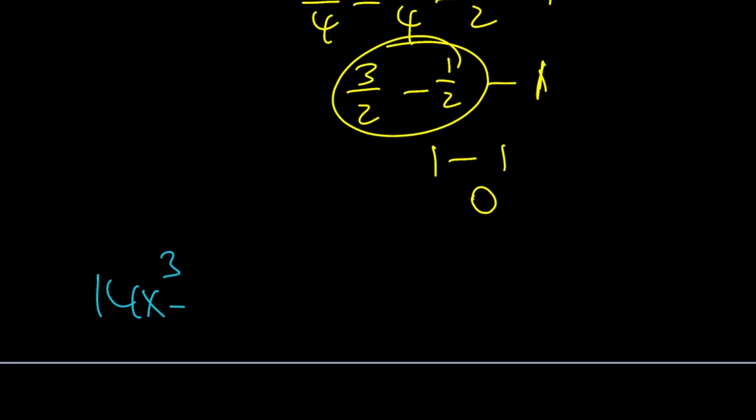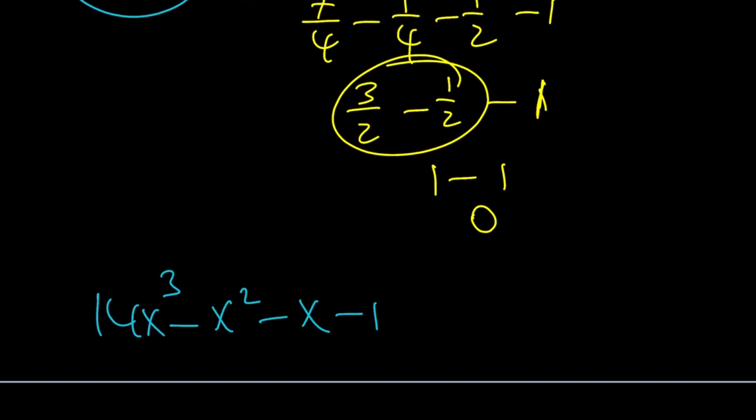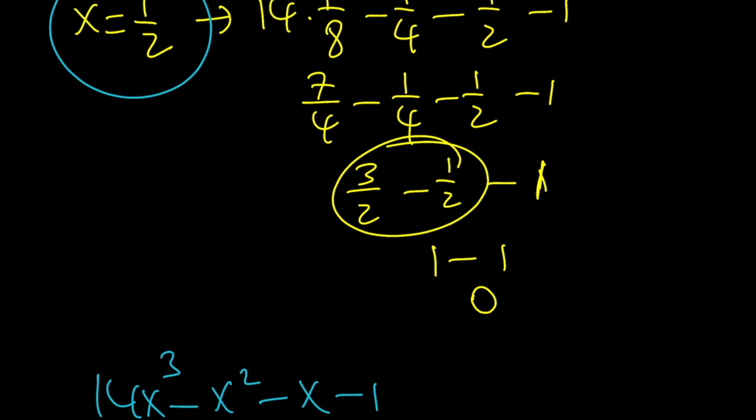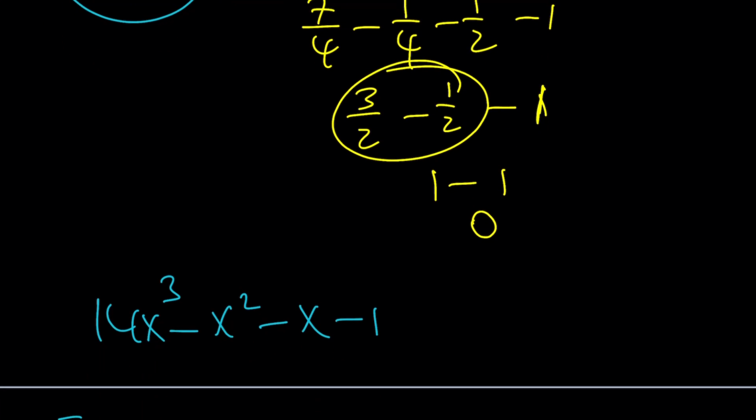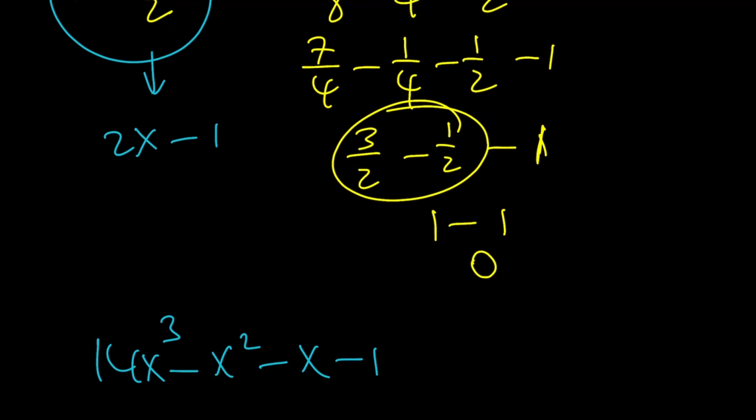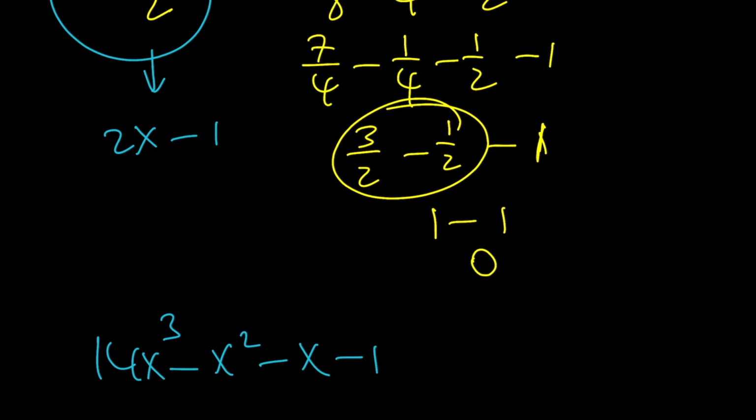We can do polynomial long division or synthetic division, whatever you want to do. Or you can basically manipulate this expression to get x equals 1/2. In other words, the factor theorem tells us that 2x minus 1 is going to be a factor. So here's what you can do. You can start with 14x cubed, and to get 2x minus 1, you have to notice one thing here. These coefficients are in the 2-to-1 ratio, and there's a minus sign between them. So we have to maintain the same thing.